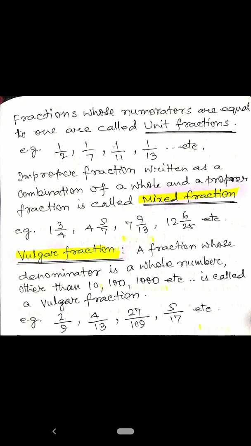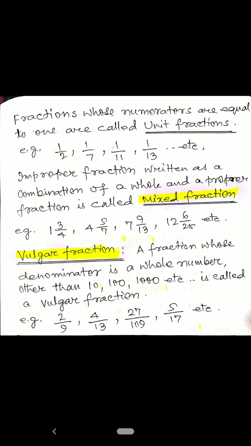Similarly, 4 whole 5 by 7, 7 whole 9 by 13, 12 whole 6 by 25, etc. These are called mixed fractions or mixed numbers.